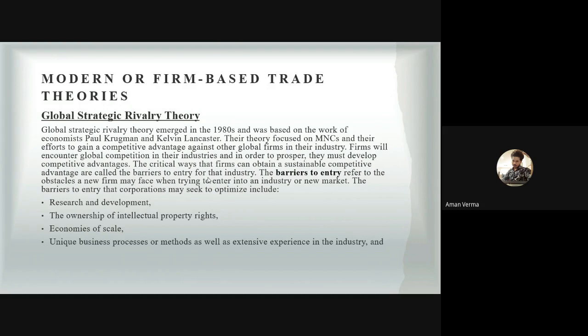The critical ways that firms can obtain a sustainable competitive advantage are called the barriers to entry for the industry. The barriers to entry refers to the obstacles a new firm may face when trying to enter into an industry or a new market. The barriers to entry that a corporation may seek to optimize include research and development as the base point, the ownership of intellectual property as the second point, economies of scale, unique business processes or methods, as well as extensive experience in the industry, and then the control of resources or favorable access to raw materials.